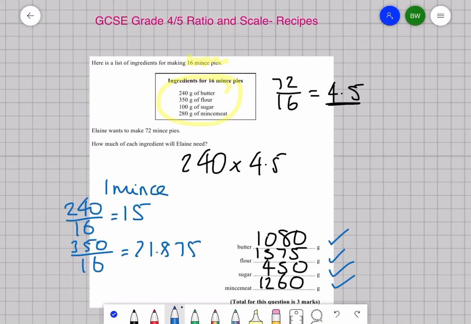Use that to try this question. Okay, so same thing again. I'm going to work out what my scale factor is. So 42 divided by 12, which gets me 3.5 this time. So it's 3.5 times bigger.